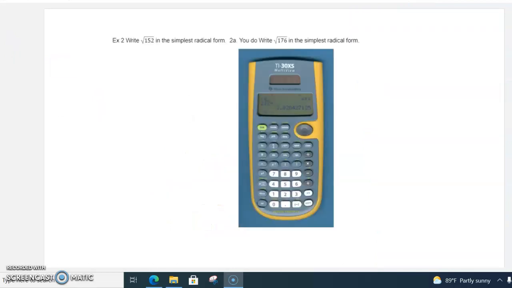So for example 2, we need to write the square root of 152. On our calculator, we can do that pretty easily by just hitting second and then x squared, and then typing in 152. And when we do that, we're going to get 2 square root of 38. All right, so let's go ahead and try the 2 practice problems. Go ahead and try those 2 on your own.